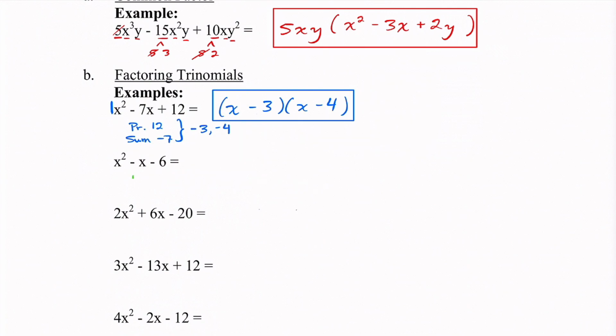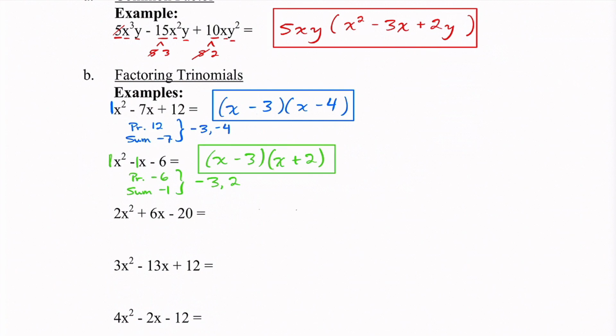For this next one, again, we're going to do the product and sum because we've got 3 terms. Product is hidden 1 times negative 6, so that is negative 6. The sum is the middle number there, which is a hidden negative 1. So we have to try to find 2 numbers that multiply to negative 6 and sum to negative 1. The 2 numbers that are going to do that are a negative 3 and a positive 2. So to factor this, it's just x minus 3 and x plus 2.